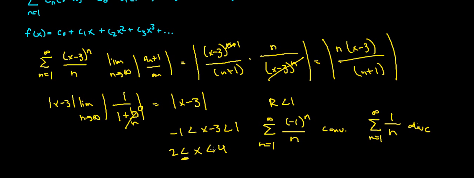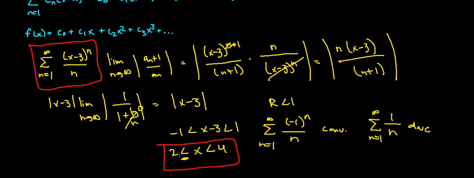And now I have the values of x that will cause the series here to be convergent. It is 2, including 2, to 4. These are the values that will cause the series to converge. And I can therefore use these values of x as a function.